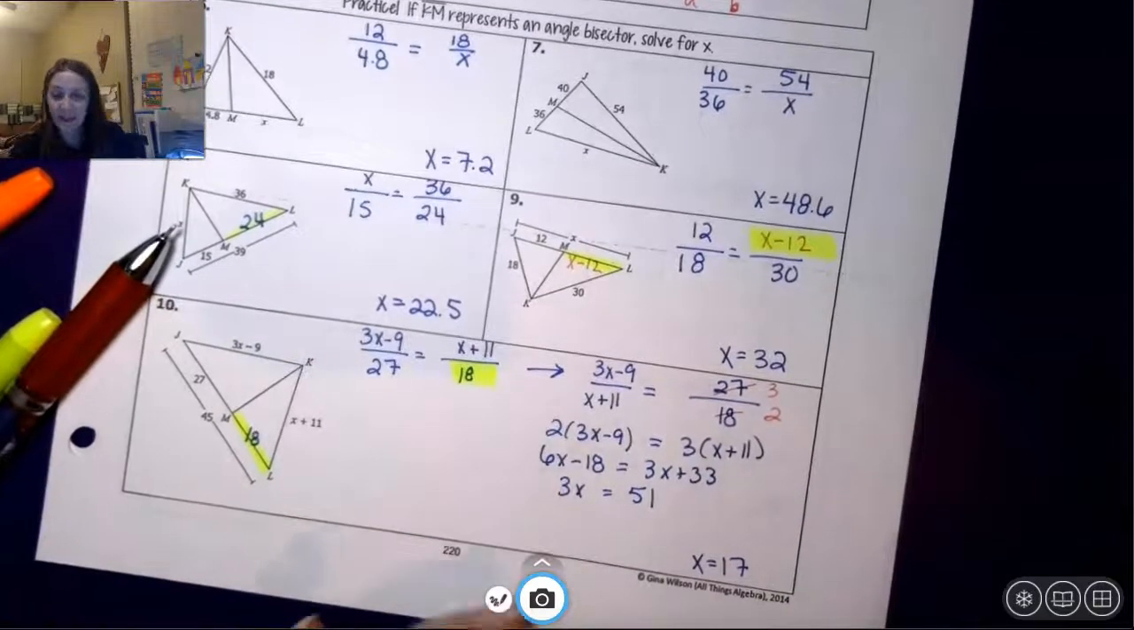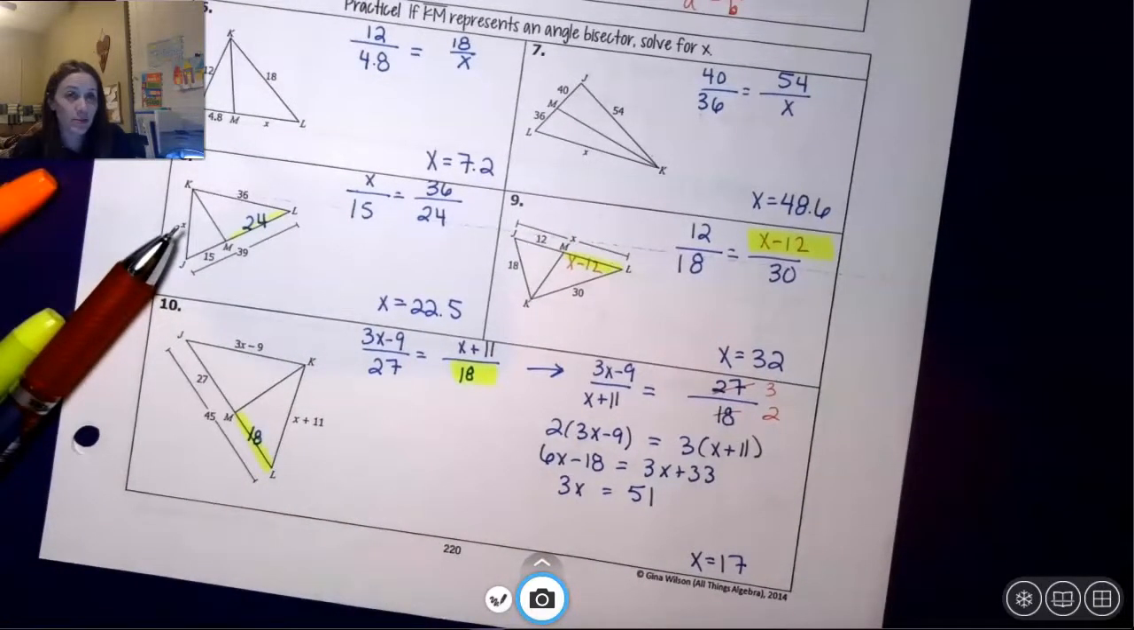Okay, so again, that is it for the notes. Pretty short and sweet. Hopefully, they're all very similar. You've just got to be consistent with the setup.